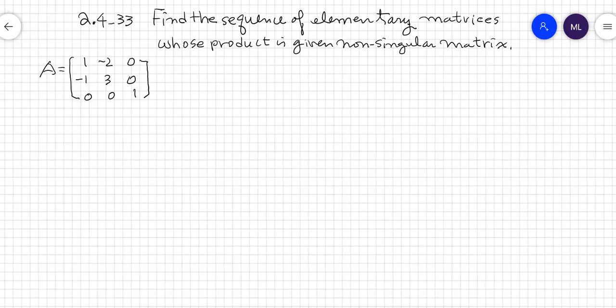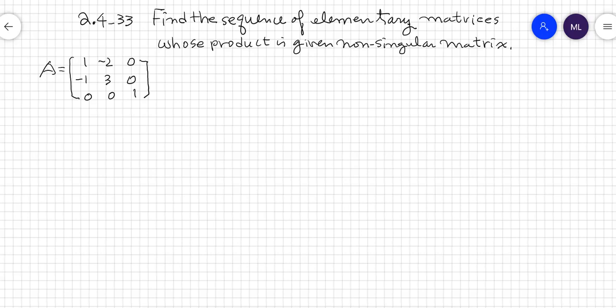Okay, this is 2.433. Find the sequence of elementary matrices whose product is the given non-singular matrix.